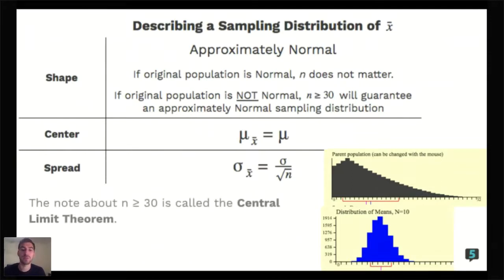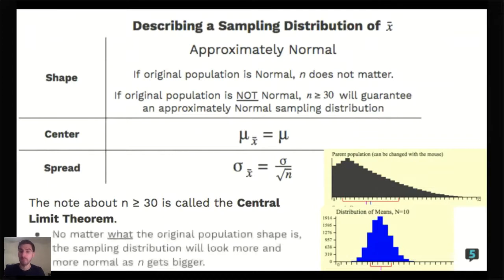And so the note up there about n being greater than or equal to 30 is called the Central Limit Theorem, which says no matter what the original population looks like, even if you don't know what it looks like, if you're taking samples of at least 30 individuals, the sampling distribution of x bars that you get from those samples will be approximately normal no matter what, which is pretty cool. And the bigger samples you get, the better the approximately normal shape will be. It says no matter what the original population shape is, the sampling distribution will get more and more normal as n gets bigger. Pretty big deal.